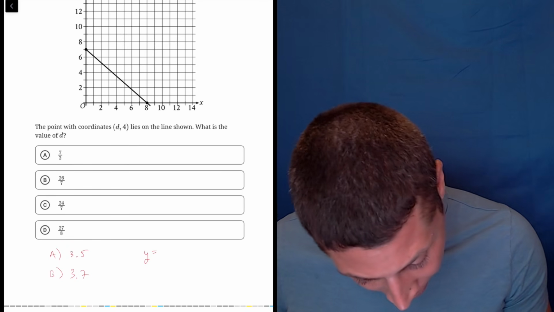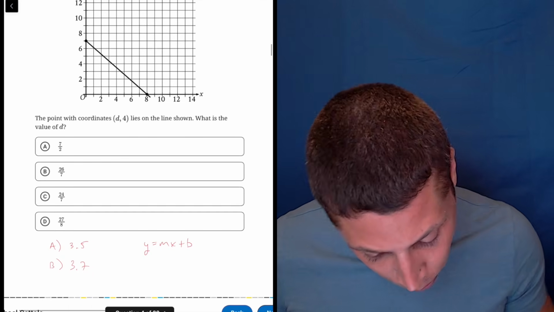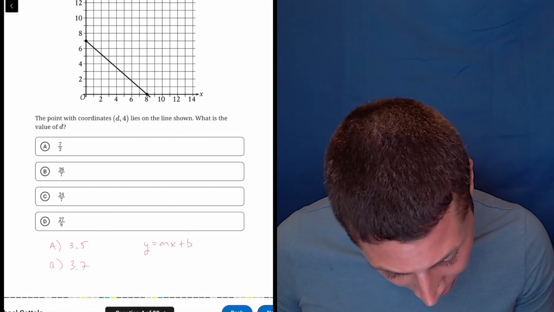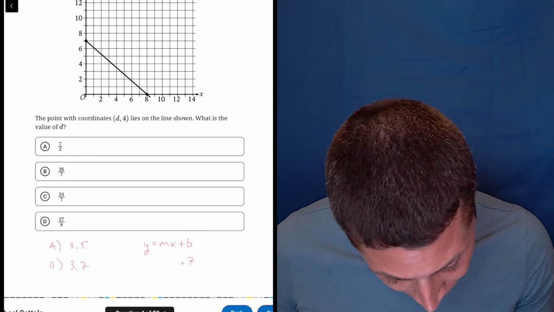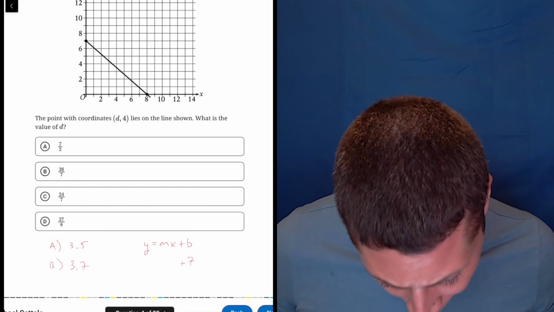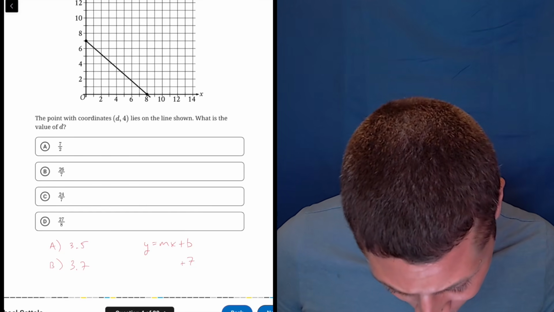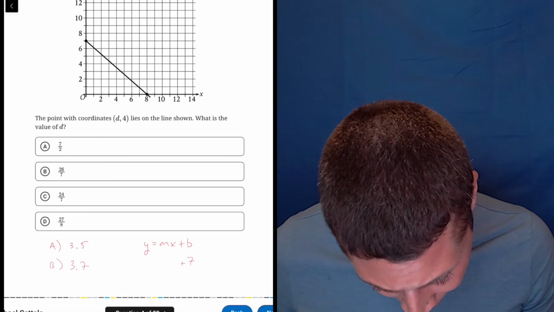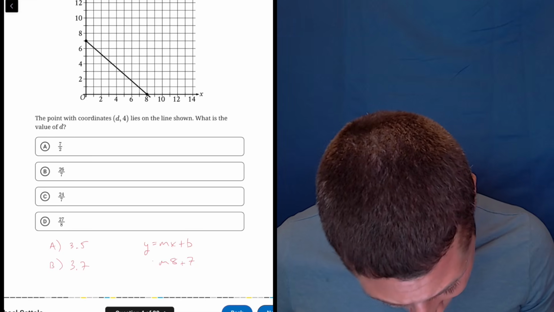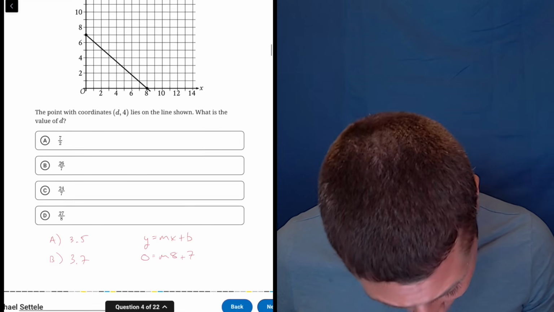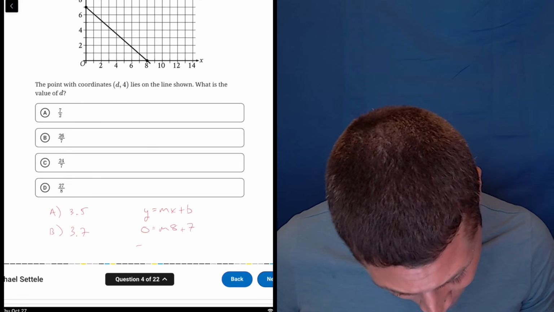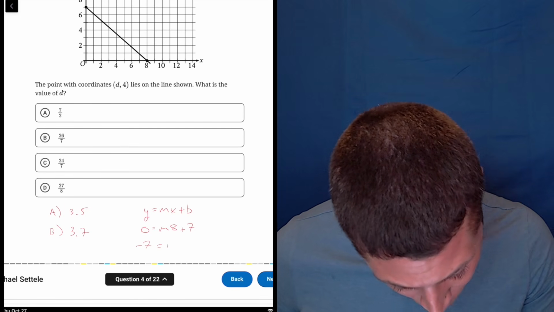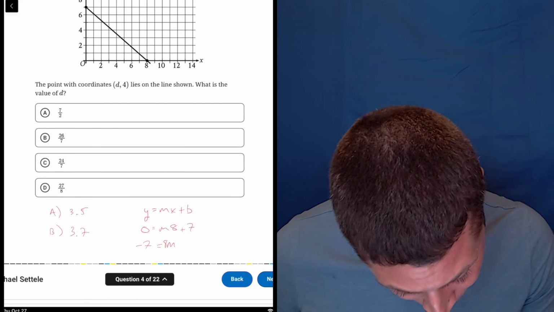Let's make a y equals mx plus b equation. We can see that b is going to be 7. It's a negative slope, and I can calculate it by just plugging in. Let's plug in the x-intercept. So 8 is my x, m is unknown, and y is 0. So we would solve by subtracting 7. So negative 7 equals 8m, divide by that.